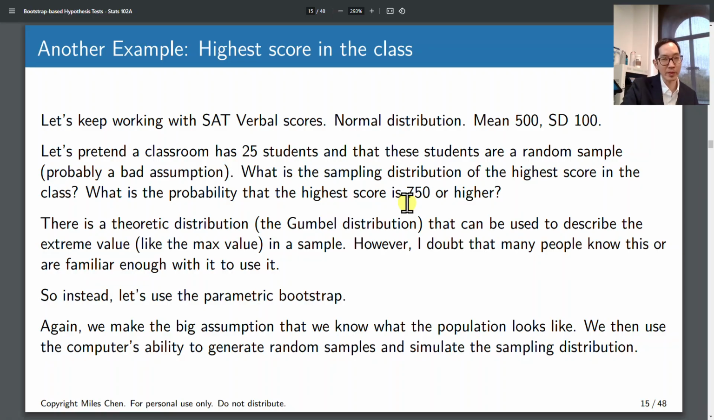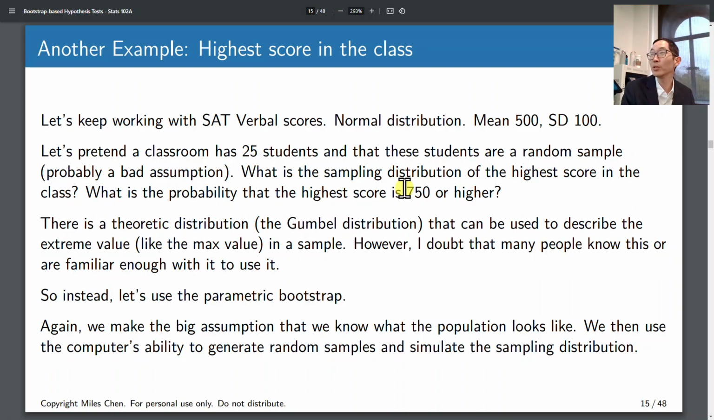I think most people would say that's a pretty good score. Okay, 2.5 standard deviations above the mean. What's the sampling distribution of the highest score in the class, and what's the probability that the highest score in a classroom of 25 students is going to be 750 or higher? Now, there is a theoretic distribution that you probably haven't learned that can be used to describe extreme values like the maximum value in a sample. It's the Gumbel distribution. But probably you're not familiar enough to really do a theoretic test with it.